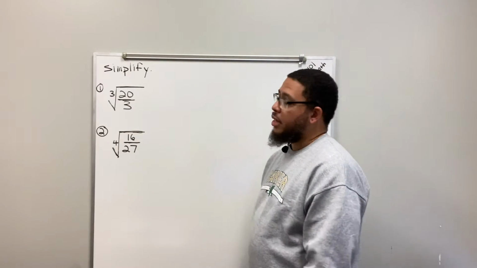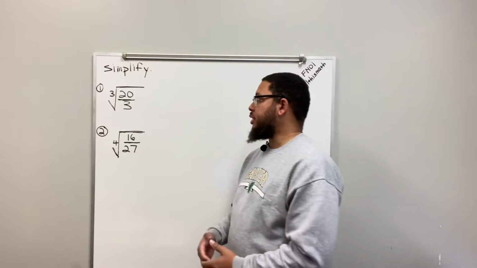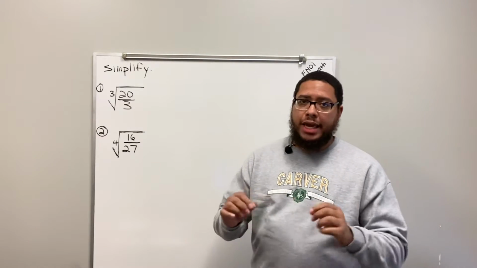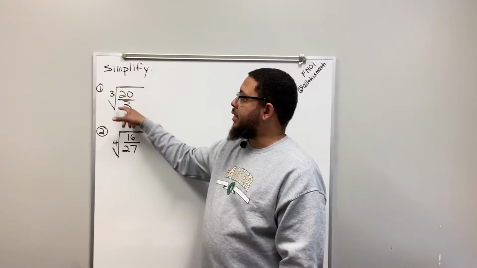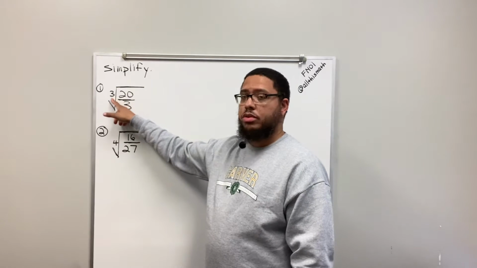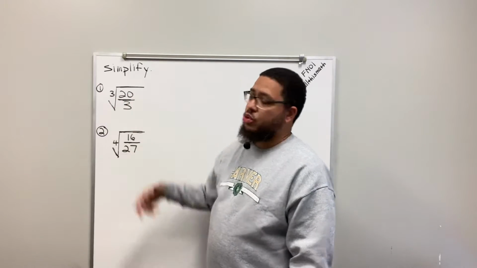All right. Now, as I said, we're going to simplify some radicals today. So I got two examples up here. In both, the radicand is the number inside the radical sign. Here you have the radical sign. Here you have the root. The root in number one is 3, right? And the radicand is 20/3.